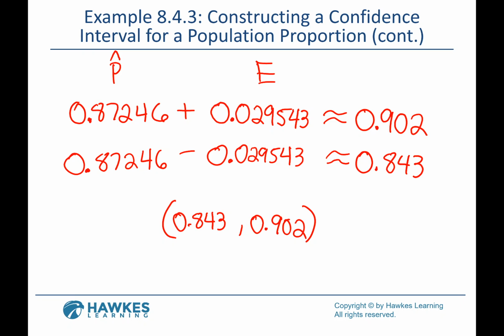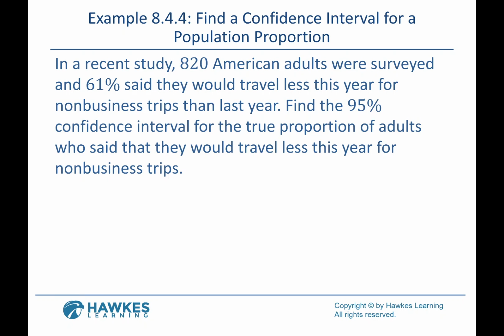Okay, let's do another one. Let's see if we get it right first try this time. That's step 3. Look at this one. This one's given to us a little bit differently. So it says, in a recent study, 820 American adults were surveyed, and 61% said they would travel less this year for non-business trips than last year. Find the 95% confidence interval for the true proportion of adults who said that they would travel less this year for non-business trips.